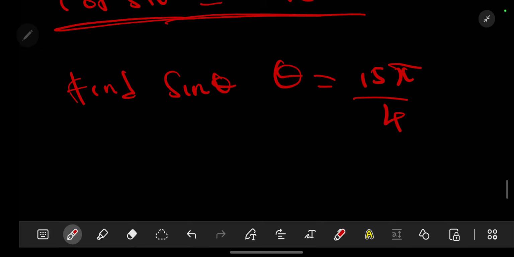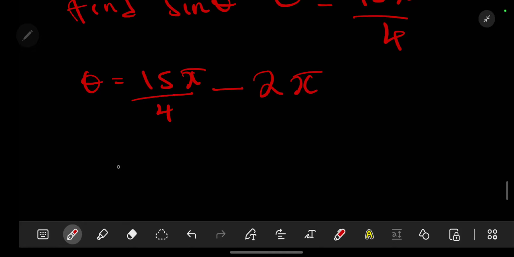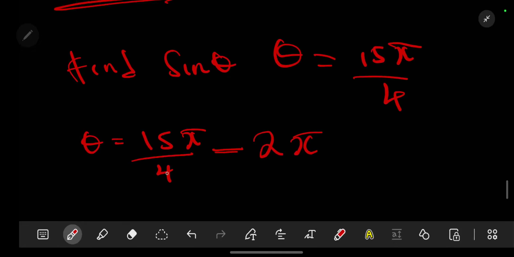So let's say we look at this one. So instead of converting it, we know, if you remember coterminal angles, they have the same value. So you can get the other coterminal angle by subtracting or adding 360. So we are going to have our theta equal to 15 pi over 4 minus 2 pi, like that. You subtract because we know 15 pi over 4 is greater than 2 pi. So we are subtracting to reduce it. If you haven't watched the video for coterminal angles, watch that video.